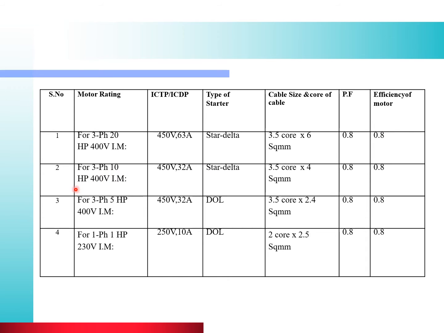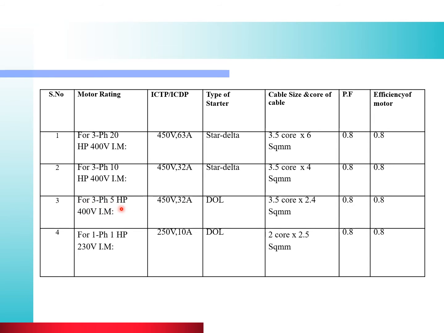Second motor is 10 horsepower 400 volt induction motor. Rating of ICDP switch is 450 volt 32 ampere. Type of starter is star delta. Cable size is 3.5 core 4 square mm cable required. Power factor is 0.8. Efficiency is 0.8 means 80%.